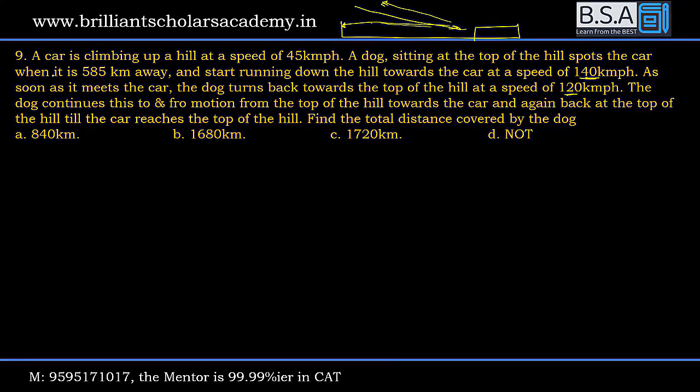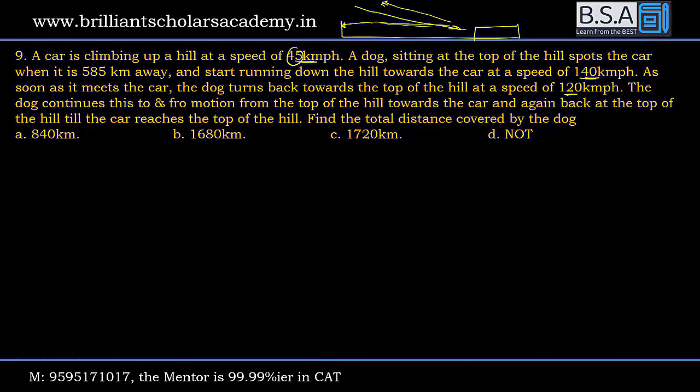Please observe. There's a car climbing up a hill at a speed of 45 kmph. A dog sitting at the top of the hill spots the car when it is 585 kilometers away. So the dog must have some kind of divine vision, and the hill is 585 kilometers long. The car starts running towards the hill.